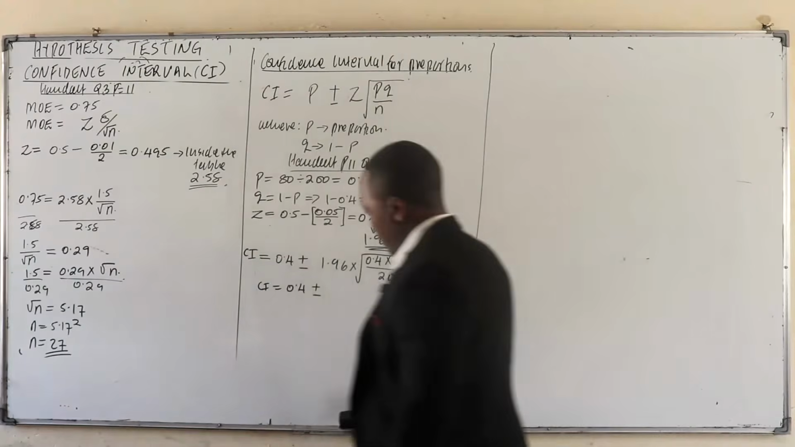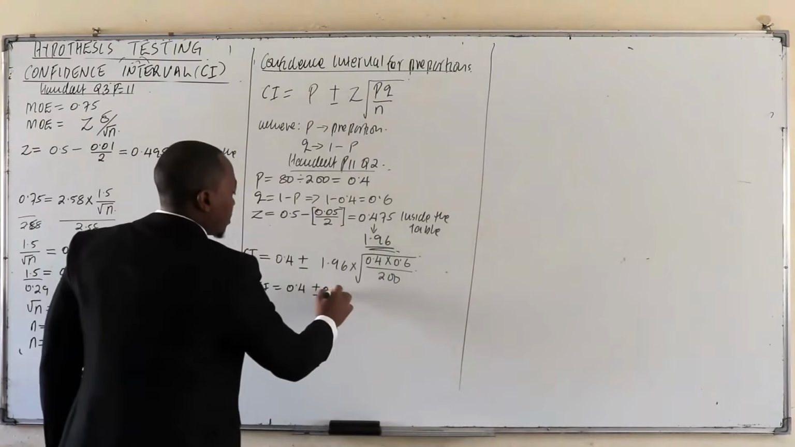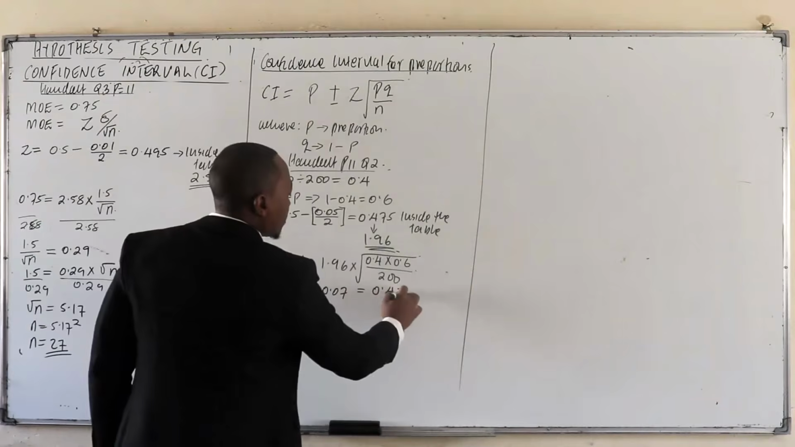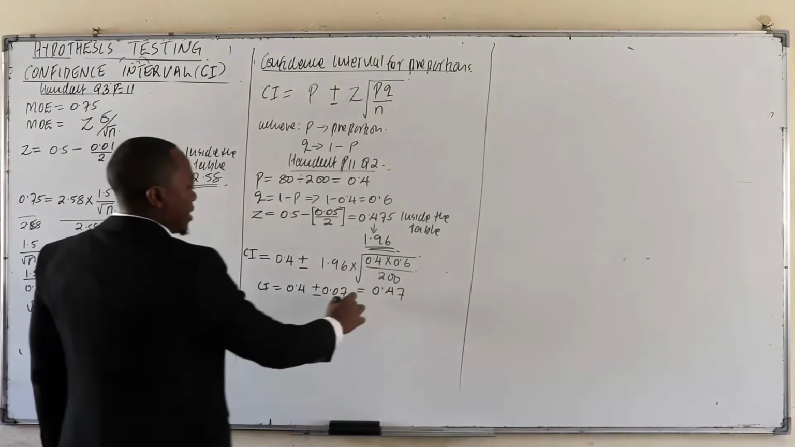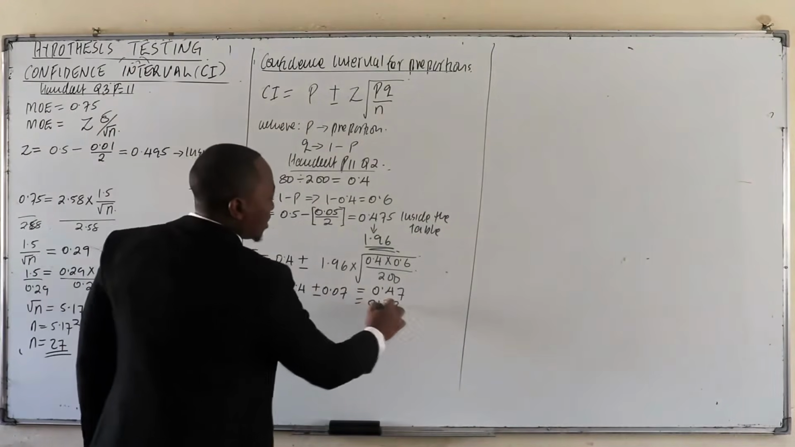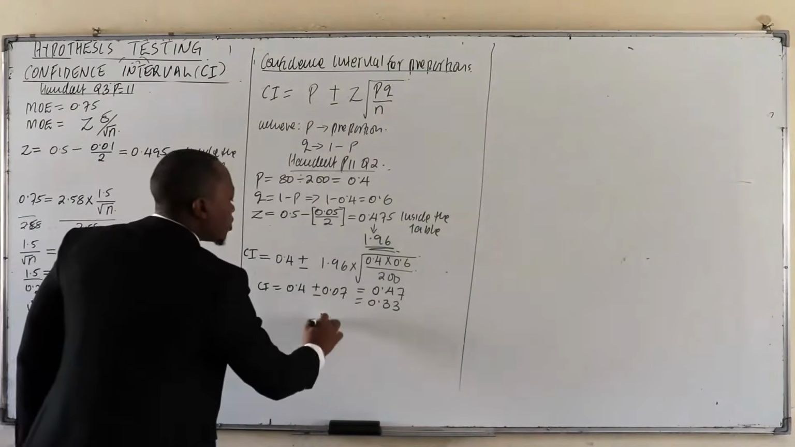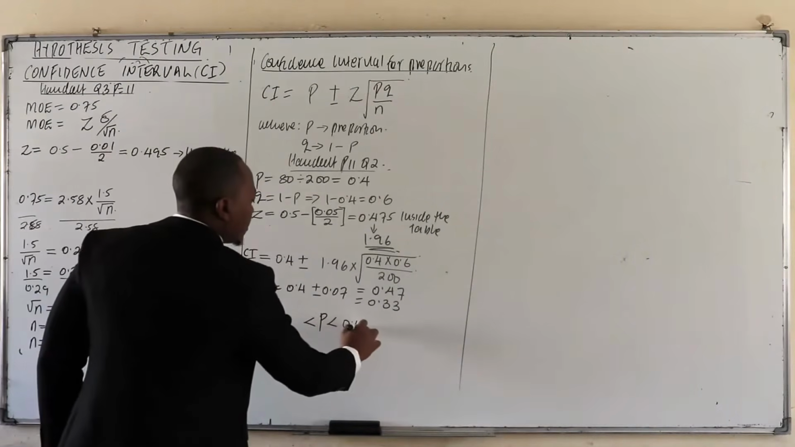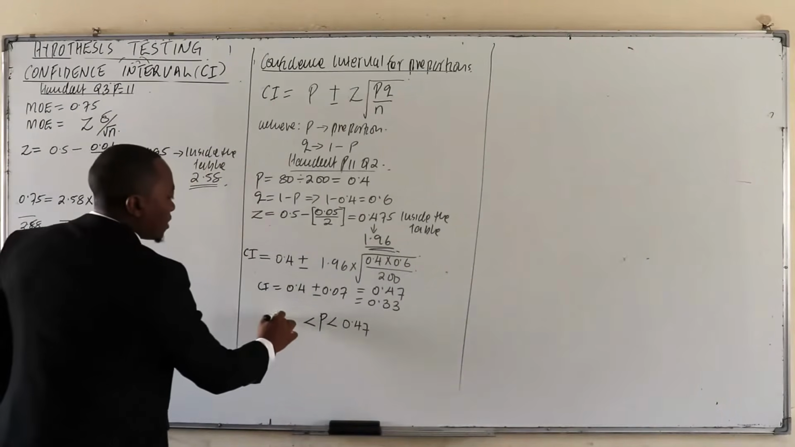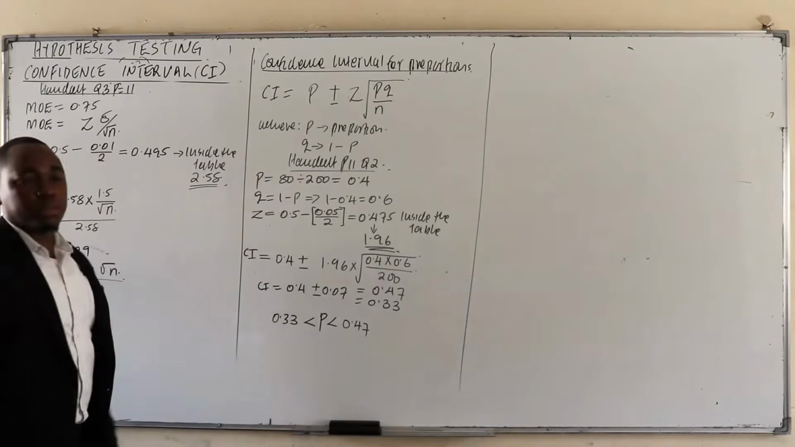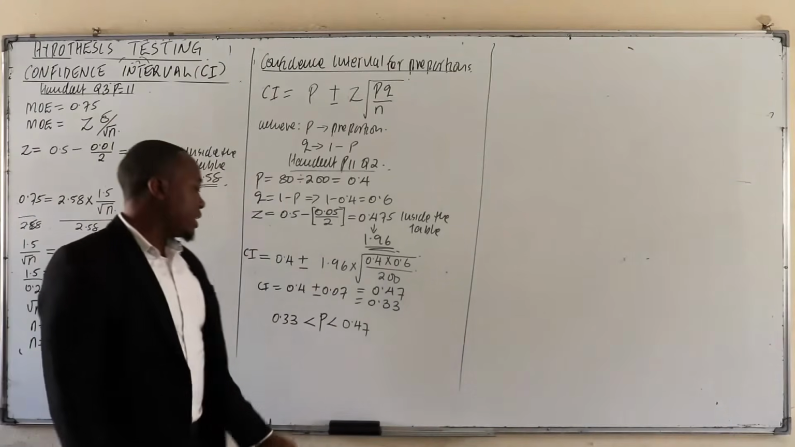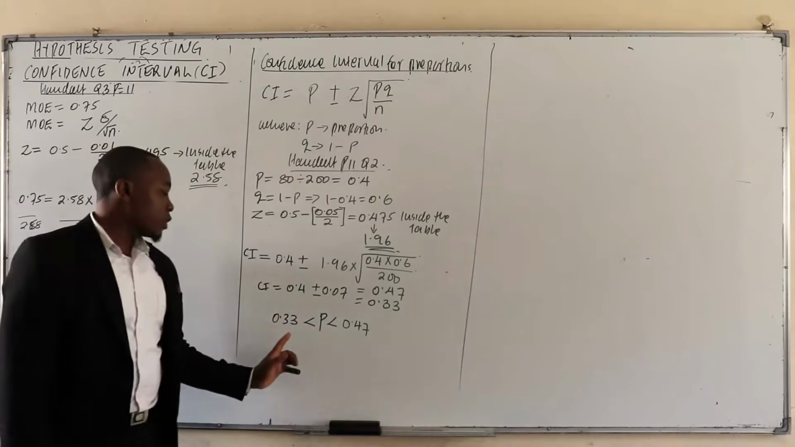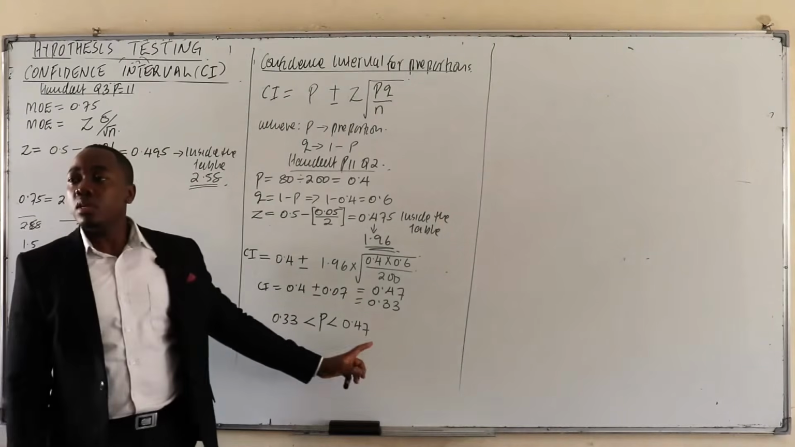0.07. So the maximum it can go is 0.47, and the lower limit is 0.33. So the proportion will lie between 0.33 and 0.47. So if you want to be 95% sure, for those who support introducing the death penalty, it should be between 33% and 47%.